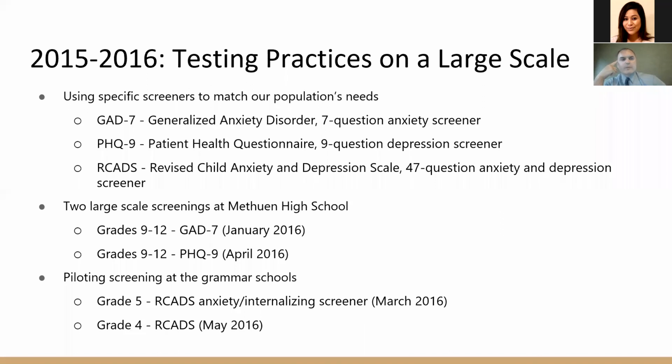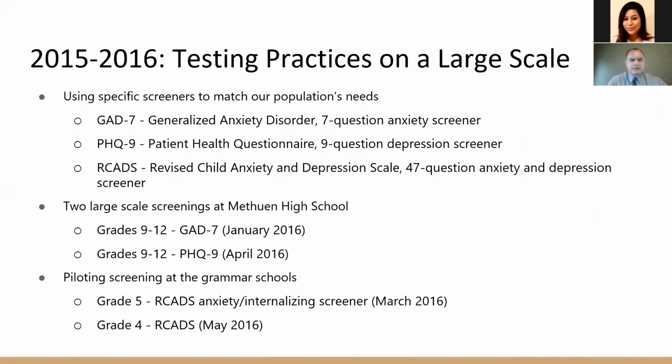So now, we've talked about the practices, we've talked about consent and selecting tools and building the capacity for screening to happen and how it's delivered and how we analyze results. But I do want to talk about the specific tools that we used over time and what that resulted in in terms of data. So the specific screening tools that we used in the 15-16 school year, when we really started to test these practices on a larger scale after going through several PDSA cycles: the GAD-7, an anxiety screener, and the PHQ-9, a 9-question depression screener, which I see in a ton of doctors' offices all the time now.